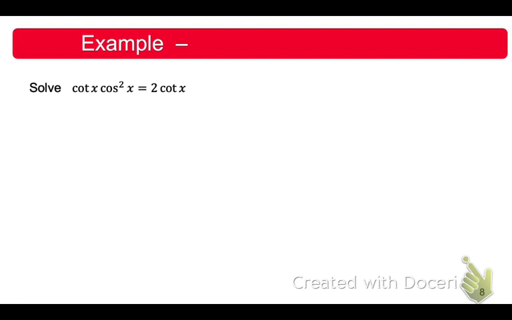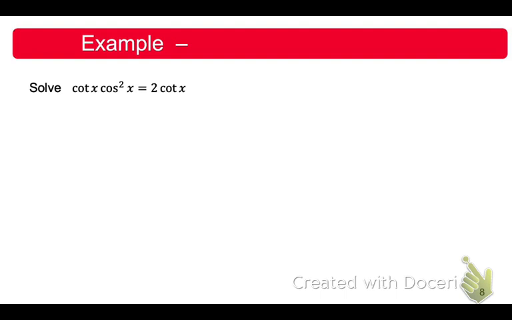Cotangent x, cosine squared x, 2 cotangent x. What would you guys like to do? Could you change the cotangents to cosine over sine? You could. Back to cotangent, so we just have equals cotangent. Subtract. No, you can't, because they're not. But I could do this over.